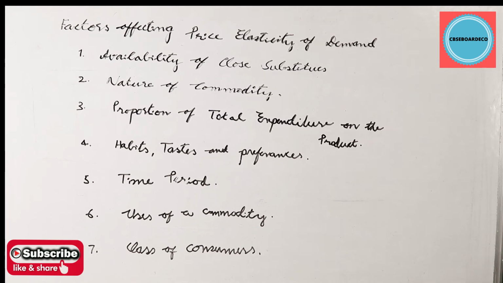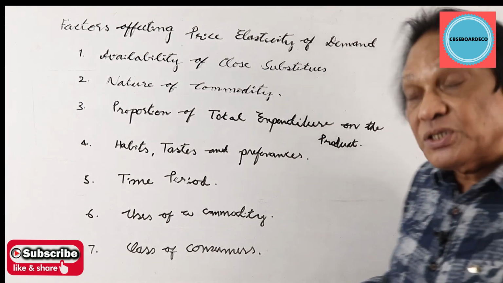Habits, taste and preference also affect elastic demand. If you're habitual of a commodity, that commodity will always have inelastic demand. A particular brand of cigarettes or a particular brand of lipstick or something. And time period: in a very short period, commodities have inelastic demand. In the long period, they will have elastic demand. Use of a commodity. If a commodity can be put to many uses, it has elastic demand. If you can put it to only a particular use, limited uses, it has inelastic demand. Class of consumers, very rich and very poor people normally have inelastic demand.